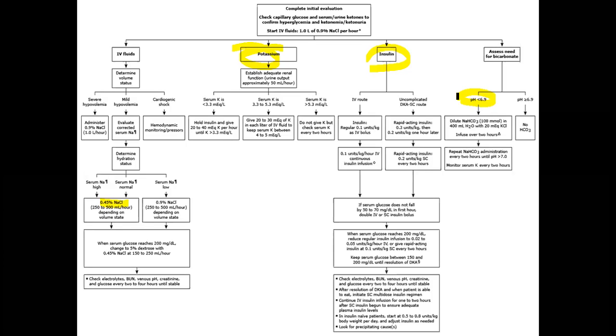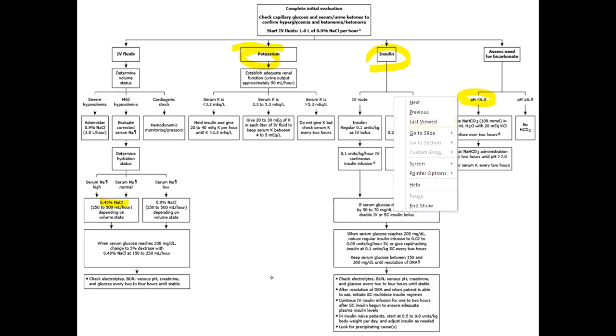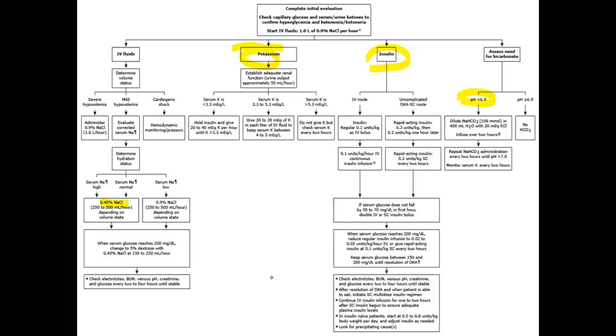Are you in a position to give us a description of the DKA management? Who can give us the summary of the DKA management? How do you manage DKA? Maybe Faith, can you try? Faith, can you try, or you're not available?